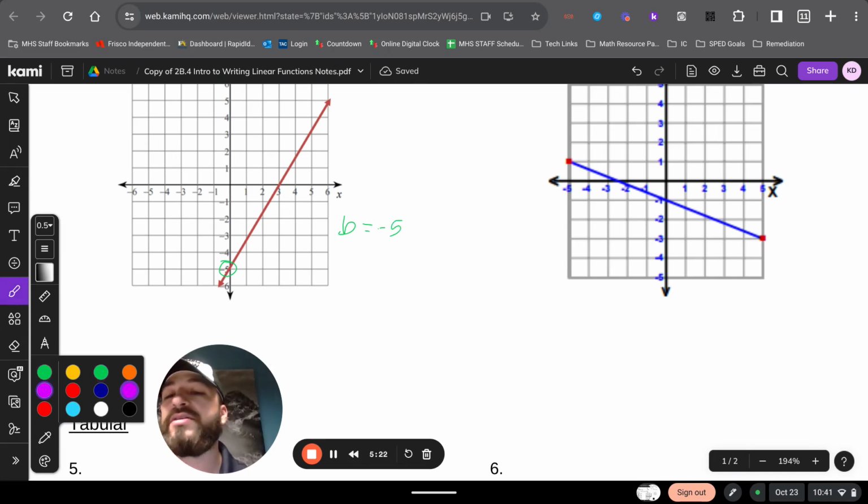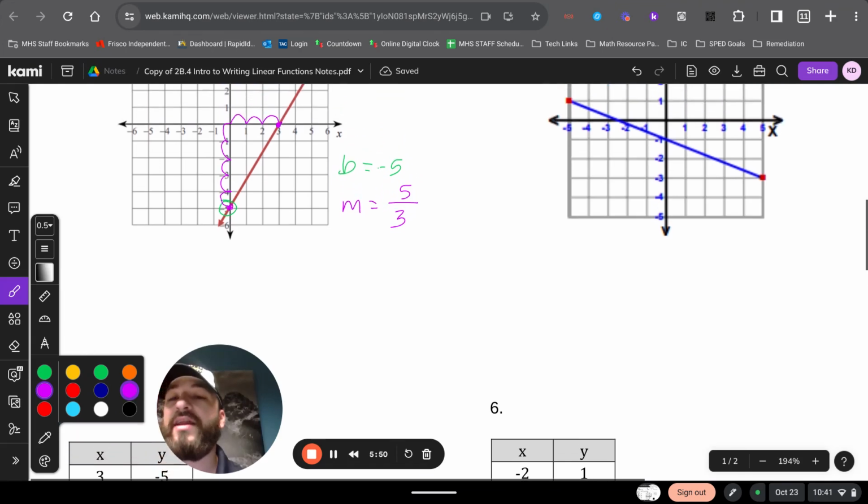And then we can find our slope by taking any 2 points. I usually like to start with the y-intercept and then find any other nice point where we cross, like we do right here at 3. And I can just find that rise over run. So to get from this point to this point, I would have to go up by 5 and run by 3. So that means my slope is going to be a rise of 5 over a run of 3.